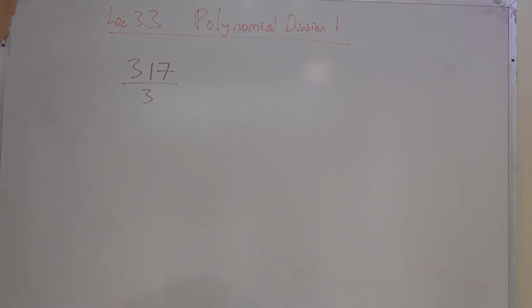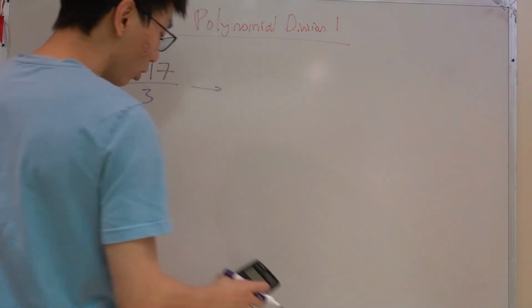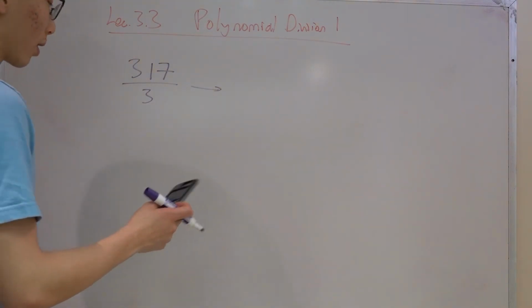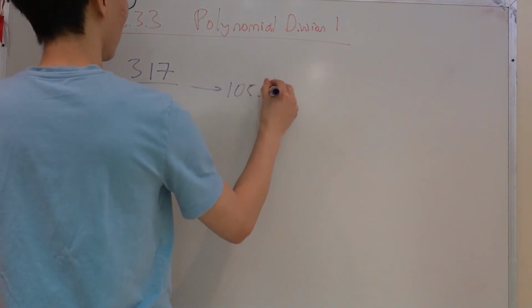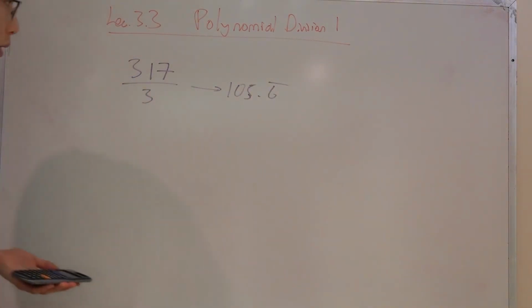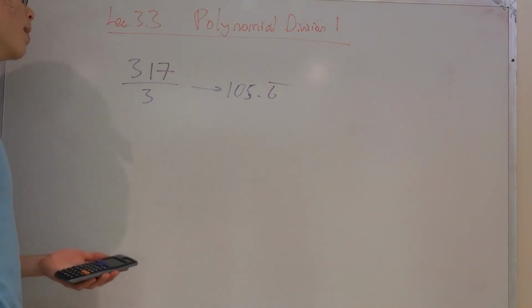You could use a calculator, which is all fair and well, but the problem is you usually get something like 105.6. And that's sometimes a little hard to interpret, depending on how messy this number and this number are.